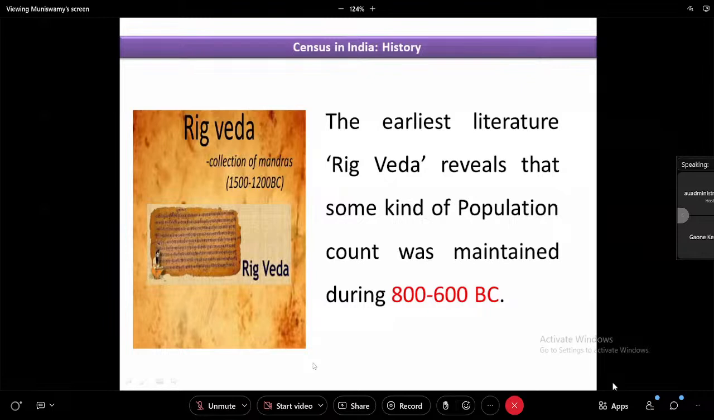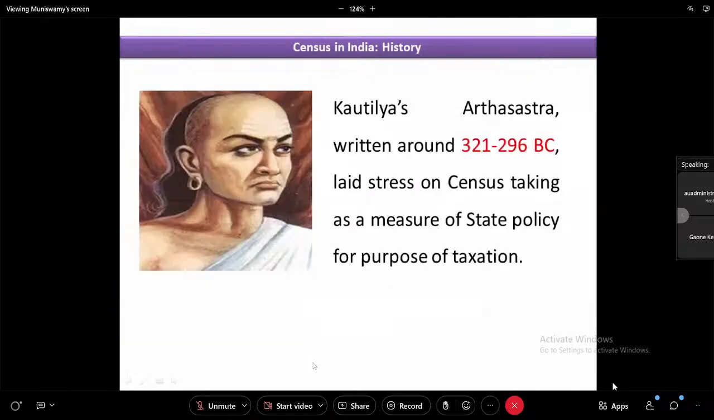Right? So these surveys were keeping the data just at the time of Kautilya's Arthashastra, written around 321 BC. It put stress on census taking as a measure of state policy for the purpose of taxation. So Kautilya, the author of Arthashastra, is very famous. He developed techniques on how to collect taxes.